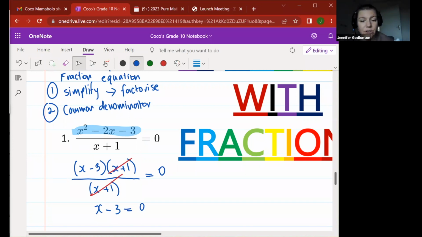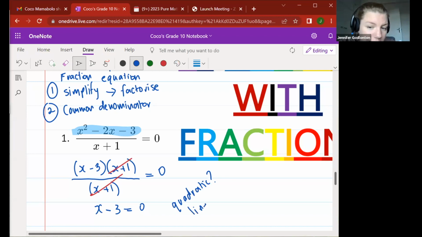Now my question to you is, is this a quadratic equation or is this a linear equation? Which one is it? Is it quadratic or linear? X minus 3 equals 0. CM Tanda says linear. Good.